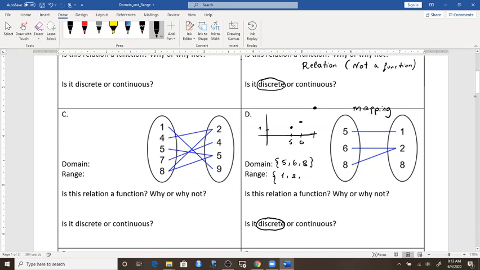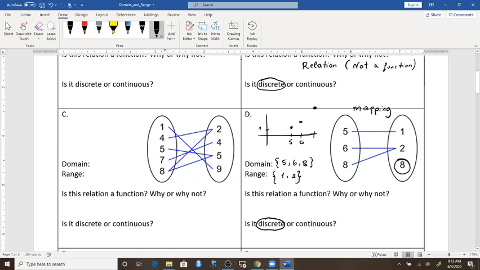So 1 and 2 is only the range. 8 is not part of the range, because nothing goes into this 8. So this is not part of the range. So just 1 and 2.